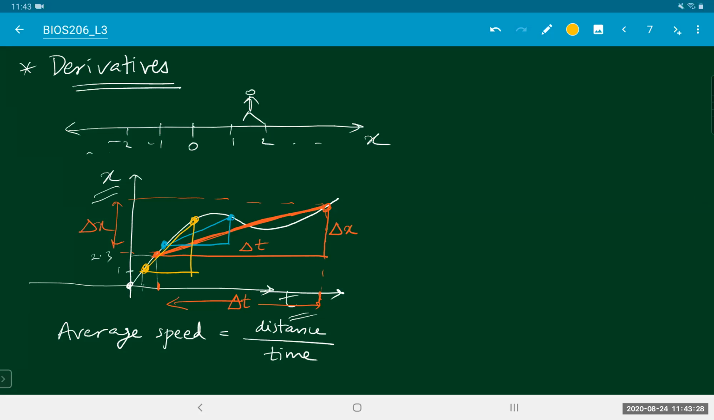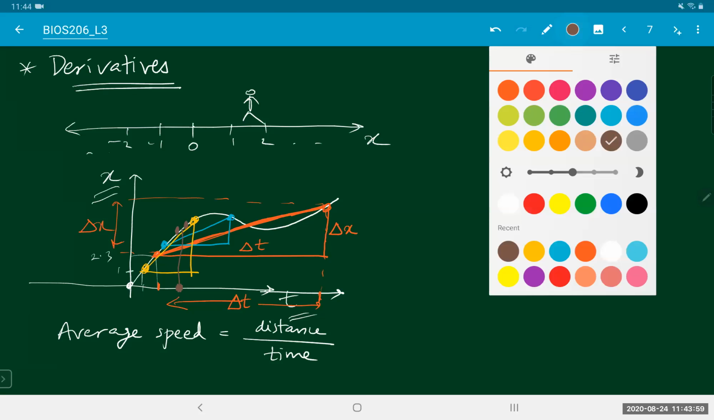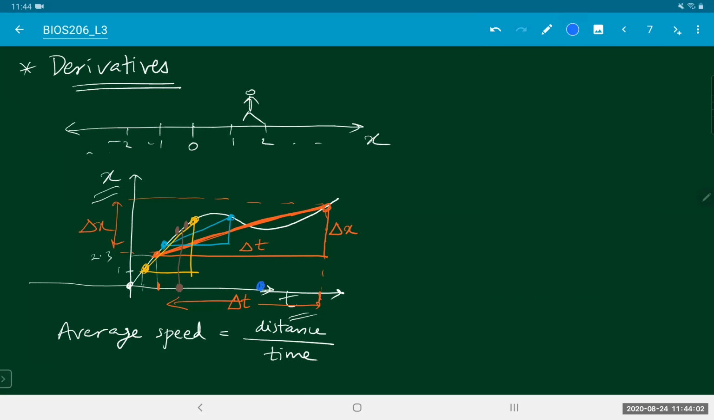So the best way to define a speed is to define it not over some large interval, but to define it over as small an interval as possible. So if I ask you what is the speed over here, can you see that? Is this visible? Yes. If I ask you what is the speed over here, then it's a good idea to not take a big interval, but to actually take a very small interval over here. Or if I ask you what is the speed over here, then just take a small interval over here.